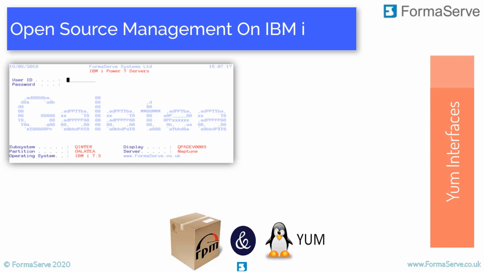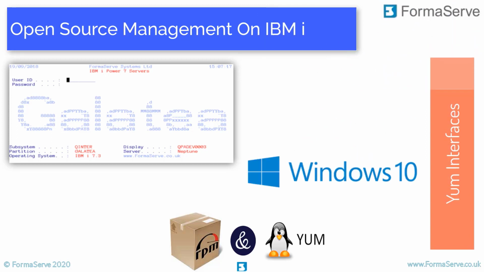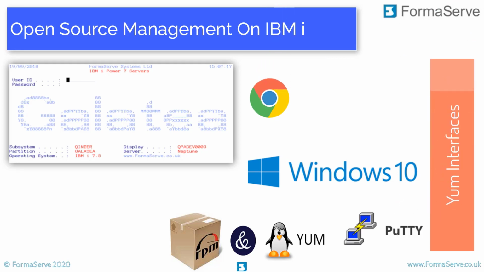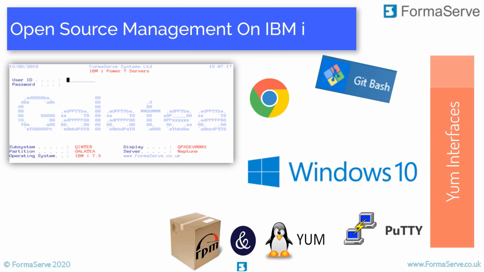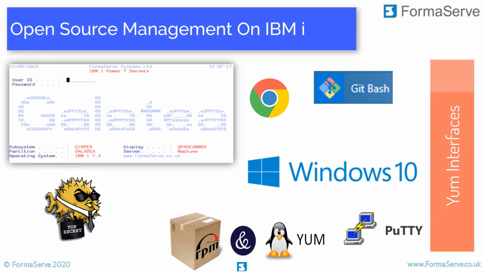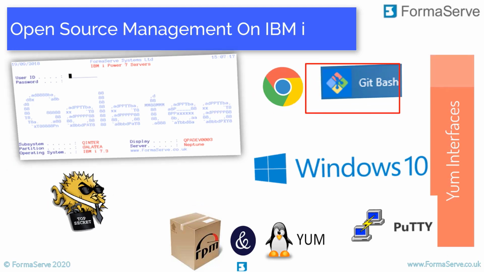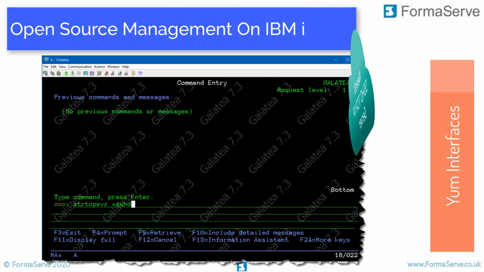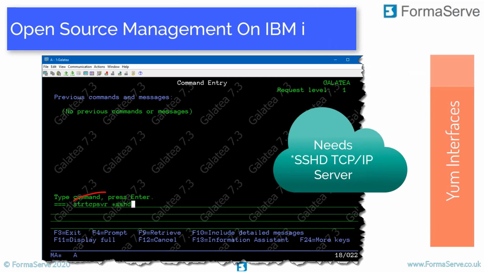The options we have for that are the Windows 10 SSH client, part of Windows these days, the Chrome SSH plugin, PuTTY, Git Bash, OpenSSH. Personally, I like and use the Git Bash option, but again, it's personal preference, so we have a lot of choice there. Please note that if you're going to use a remote shell, we need the SSHD TCP/IP server up and running.